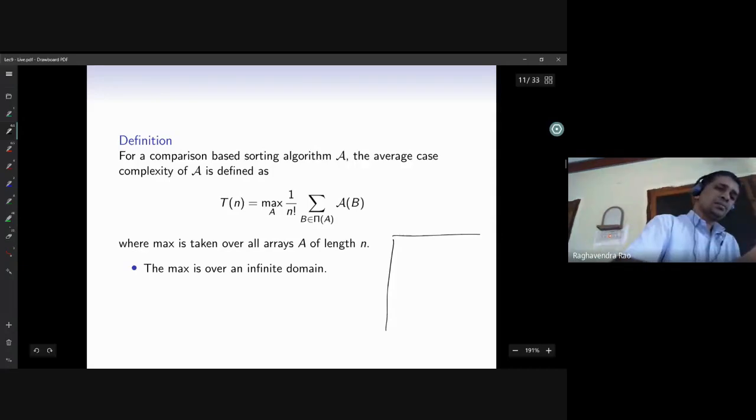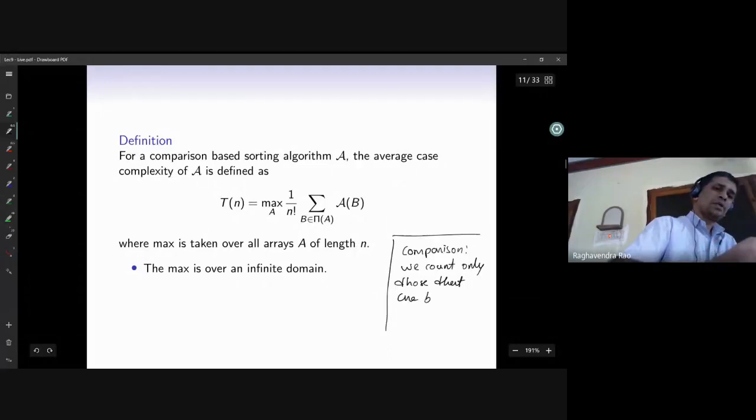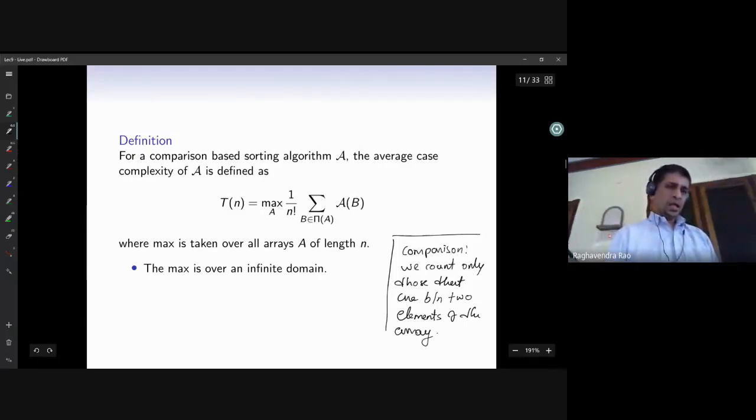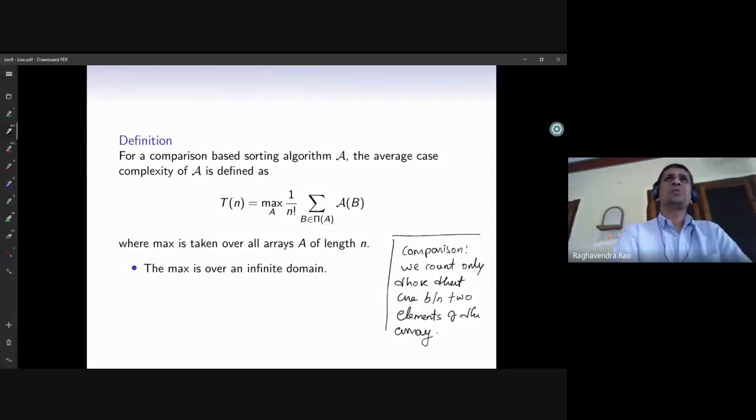So comparisons, we count only those that are between two elements of the array. So this is actually a simplifying assumption. I don't have complete justification. I think it can be justified, but this is just a simplifying assumption. Other comparisons we don't account for, and we'll also assume that other than loop invariants, the algorithm does not make any other comparison.